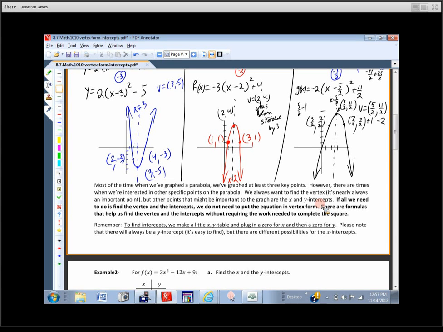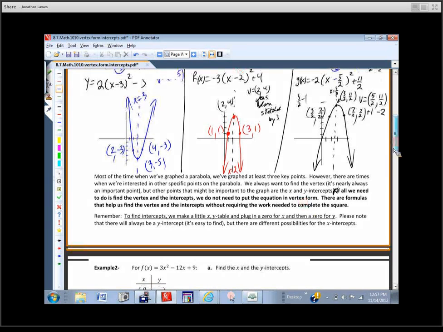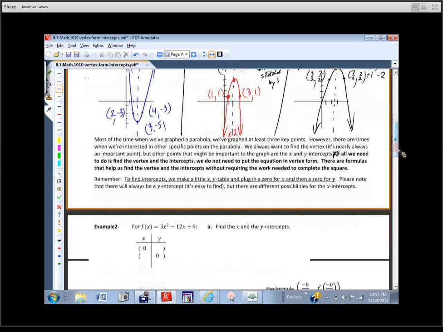Not really easy, but relatively easy. So, if all we need to do is find the vertex and the intercepts, and this is important, that's why it's in bold, then you don't need to put it in vertex form. If you're told to put it in vertex form and graph, you better put it in that form and graph it using that squaring pattern that we've been working on. If not, we can just find the vertex, the intercepts, graph those points, and we're all set to go.